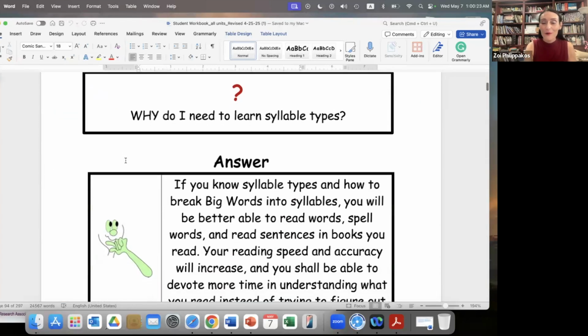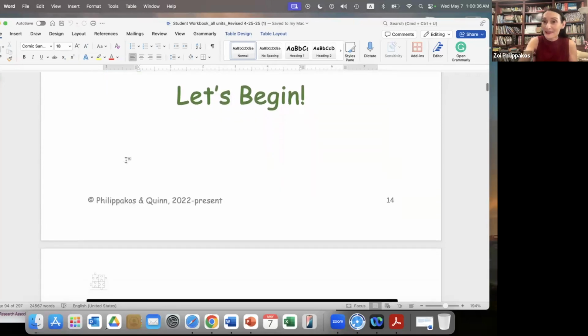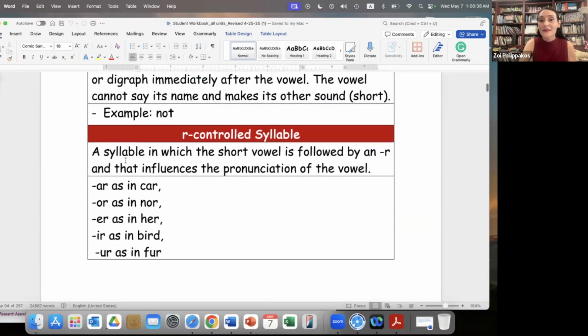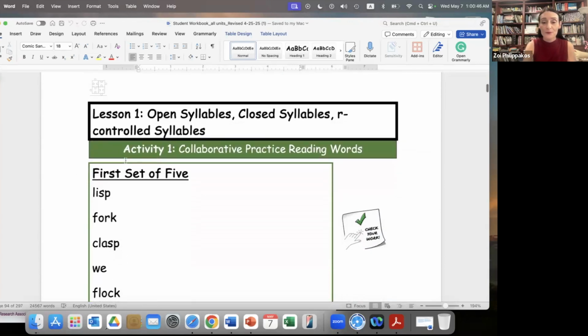So why do I learn syllable types? There is a little explanation that helps the students see that there is value in what we're learning, because it will help you both in reading and in spelling: reading sentences, reading chapter books, writing on your own. And then the focus of the first lesson in preparatory are these three types. So these three types are available for the students to review.